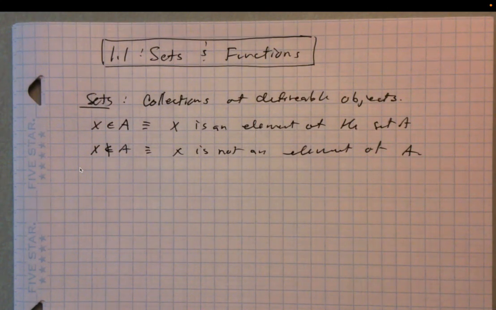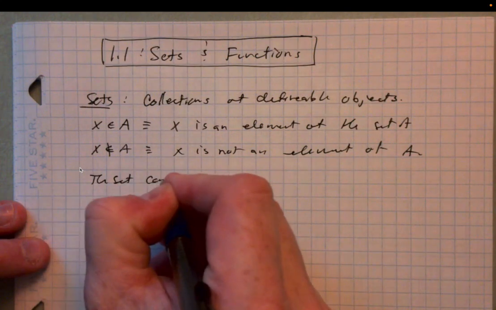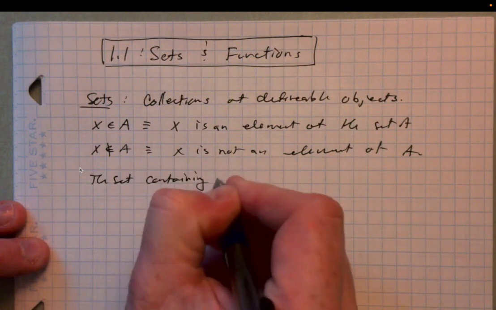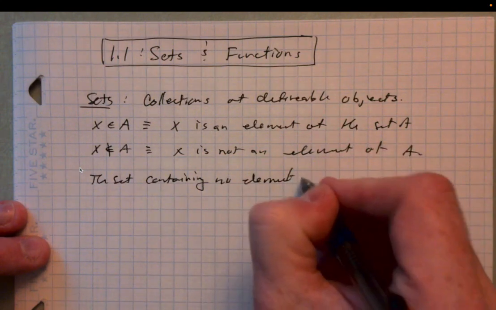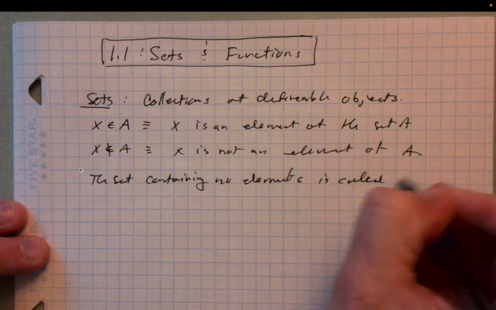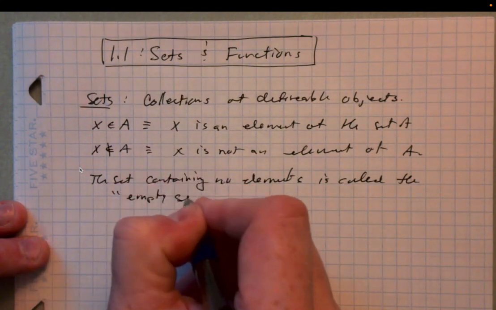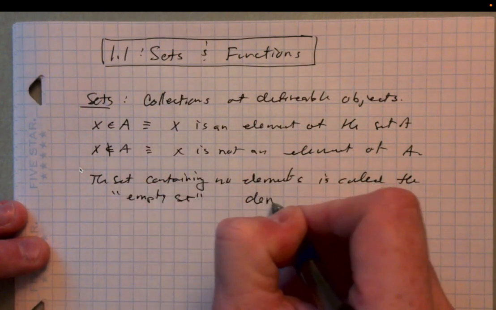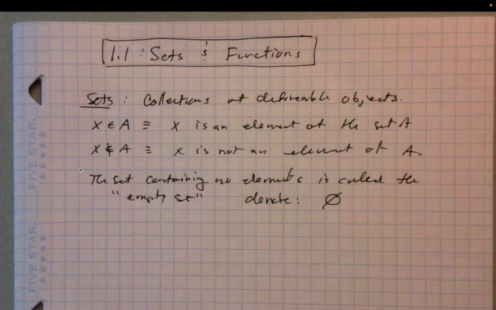There is a concept of an empty set. The set containing no elements is called the empty set. There are different ways to denote it, but most often we'll use just this symbol here.